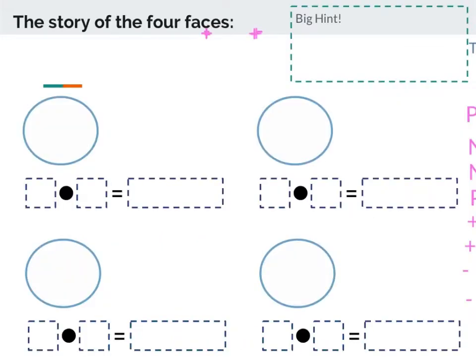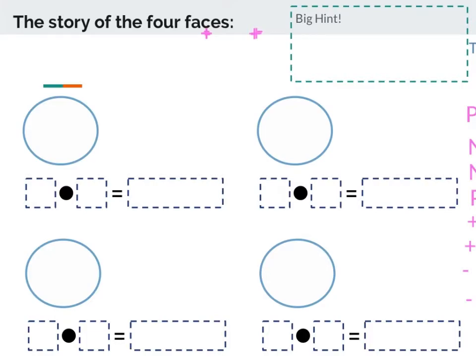Now, there's a much easier and much faster way to figure out multiplying and dividing integers other than using counters and other than using a number line, and this is the method that I recommend to you. And this method is based on something that helps me remember called the 4 faces. So hopefully the 4 faces will help you, and it's based on a story that happened to Mr. Porter when he was in middle school.